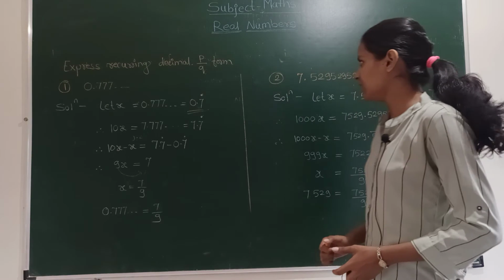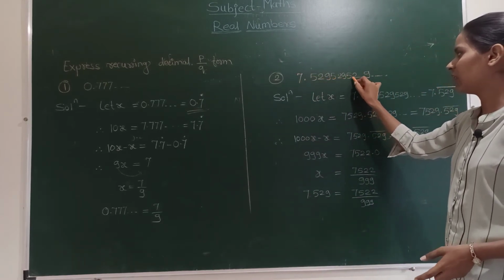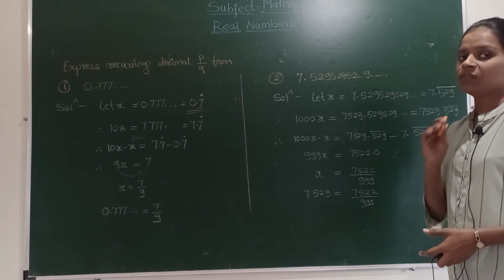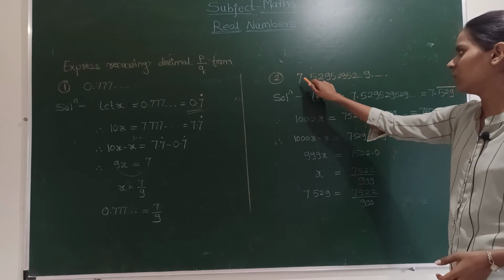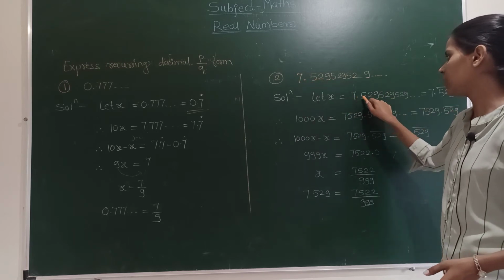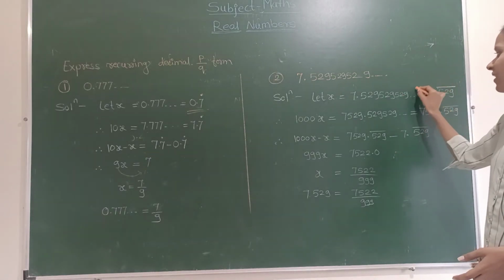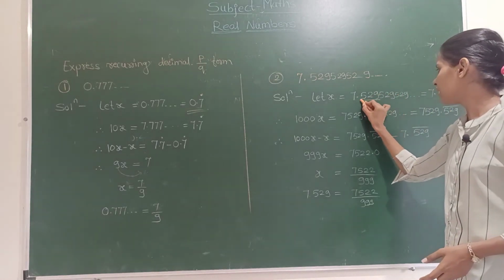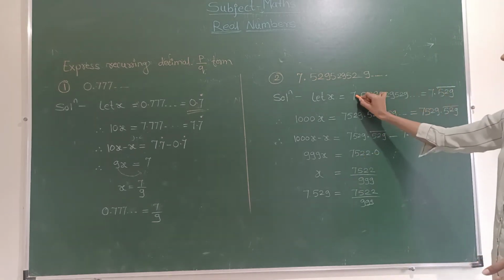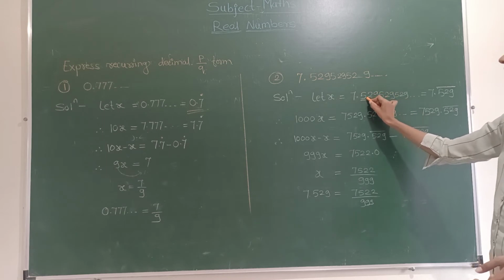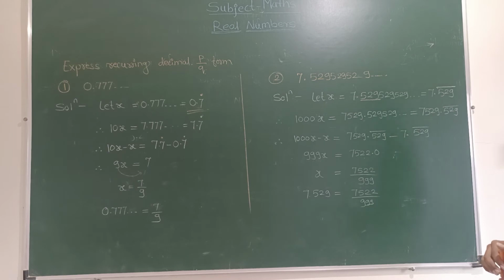We will see another example. Example number 2 is 7.529, 529, 529 and so on. Solution: let x be equal to this number, 7.529, 529, 529 and so on. The repetitive term is 529, so we can underline this term on the head of it: 7 point, and the term which is repeating, 529. So we have underlined the term.